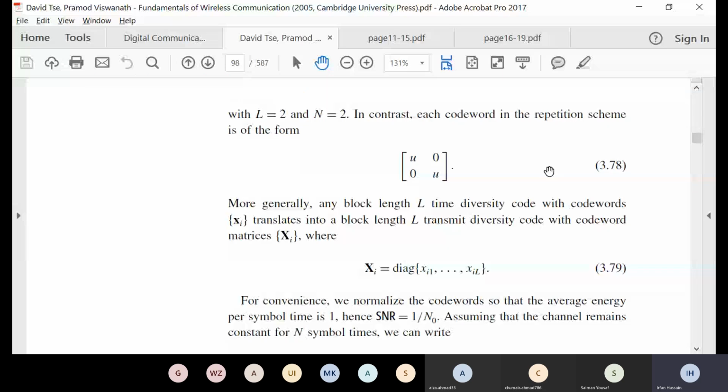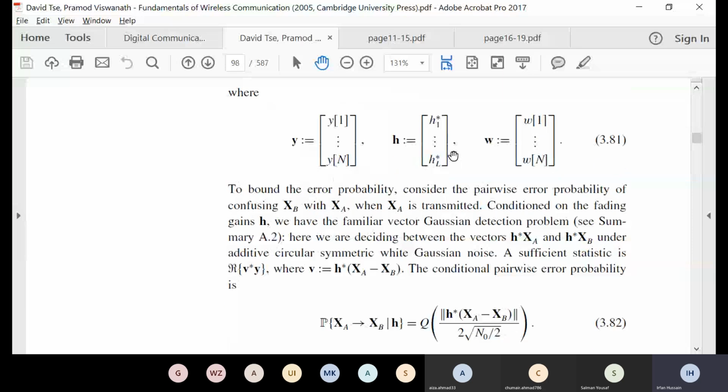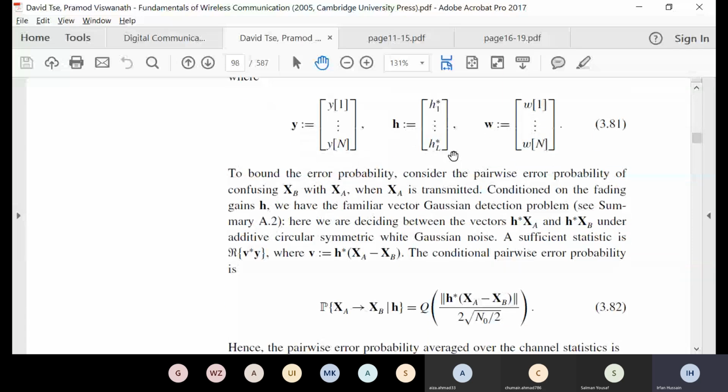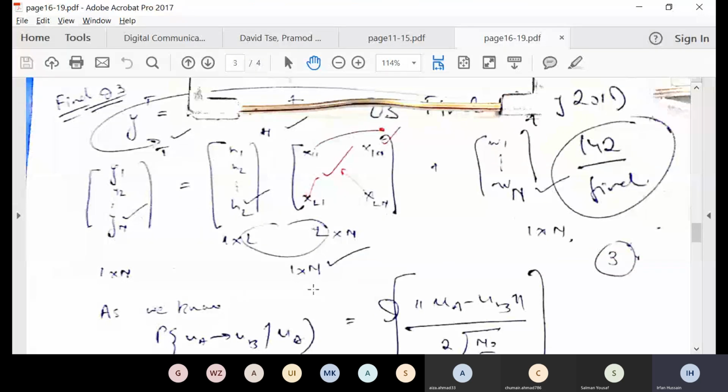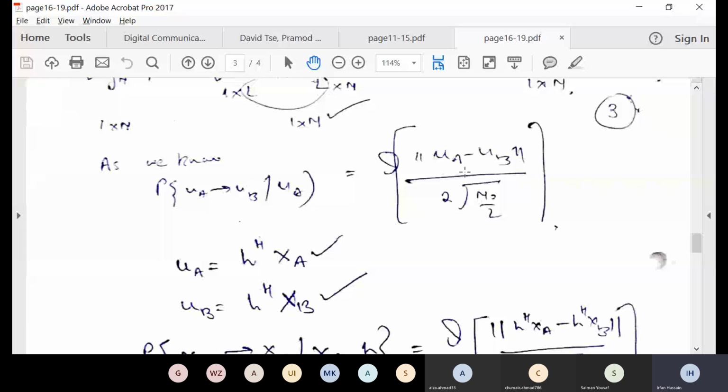All right. So you could see where is the calculation? Let's say we send only two symbols, XB and XA. So what is the probability of error confusing XB and XA? You could see here that this will be XA or XB. This could be H into XA or H into XB. And this could be two symbols. Probability of error will be the same thing, confusing UA with UB.